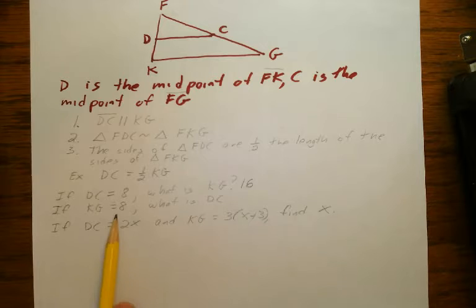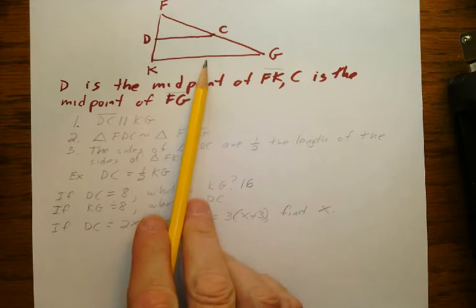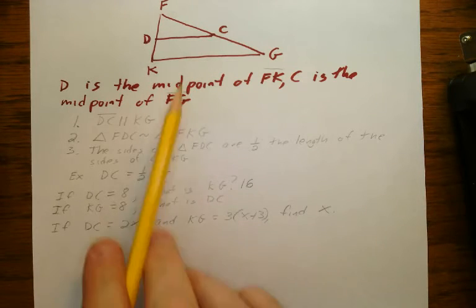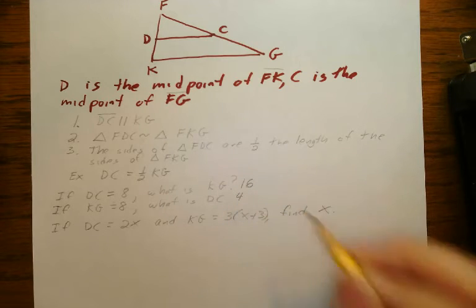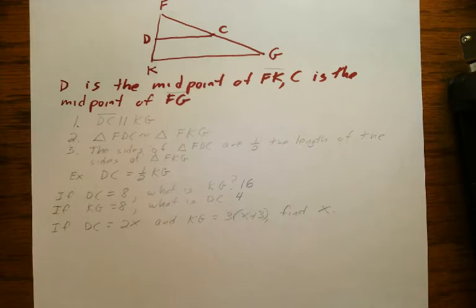If KG is 8, what is DC? What if we start with this one being 8? Well, if DC is half of that, what's half of 8? 4. All right? When it's with numbers, it's pretty simple. But as you know, we don't stick with numbers in this class. Let's do variables with letters in algebra.